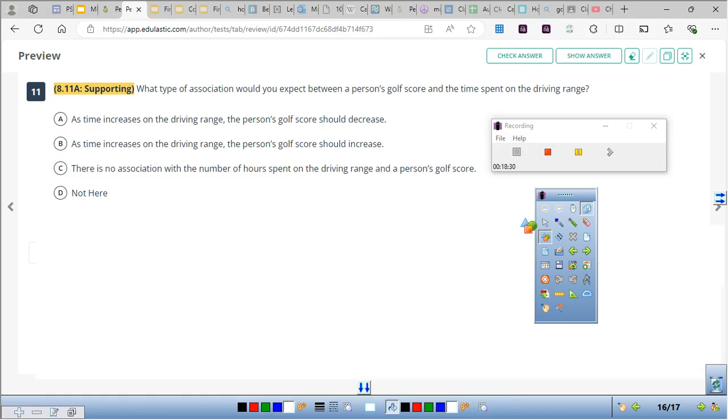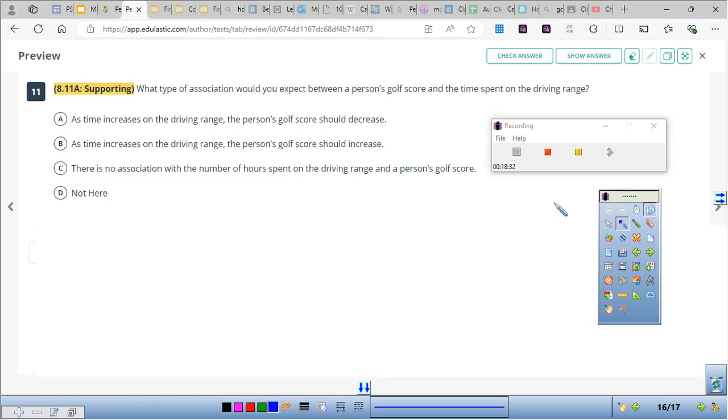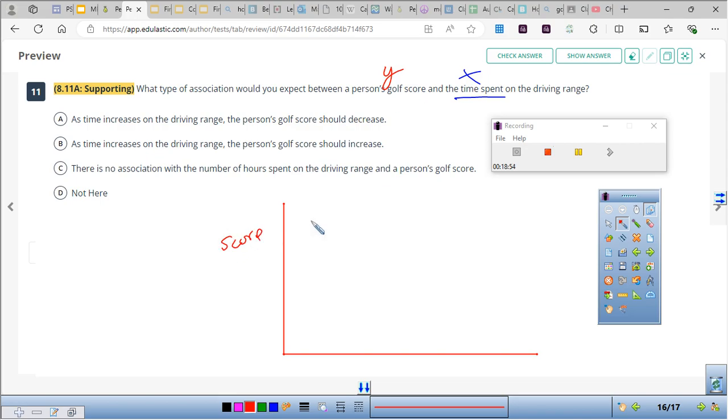So I just briefly read this question. Such a good question. What type of association would you expect between a person's golf score and the time spent on the driving range? So let's look at this. Time is always x, deal with that. And then the second thing is always your y. So it's going to go score, y, and then x will be your time.